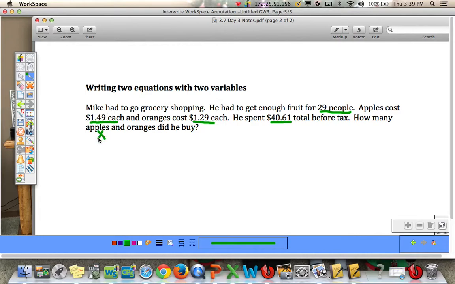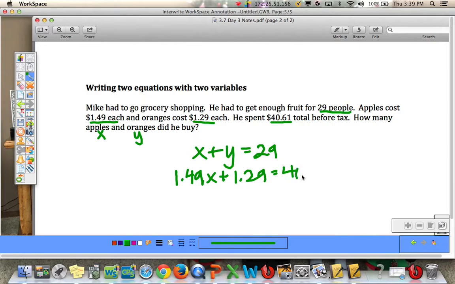All right, I'm going to say apples are X, oranges are Y. And he had to get enough fruit for 29 people. So apples plus oranges equals 29 people. Apples cost $1.49 each, and oranges cost $1.29 each. And he spent $40.61. Here are the two equations, and you're going to solve. This one I would use substitution. Elimination with these decimals is kind of messy.